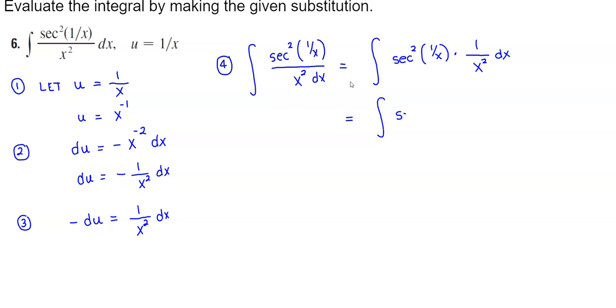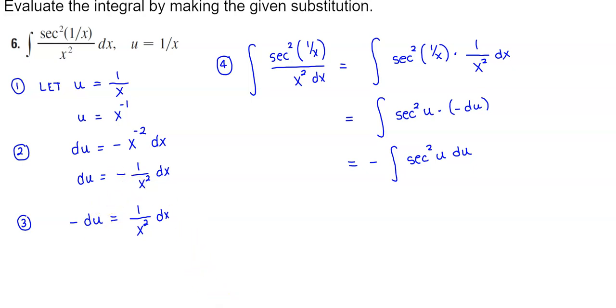We have the integral of secant squared. We know that 1 over x is equal to u in the given substitution, so that's secant squared u times, well, what does 1 over x squared dx equal? That equals negative du. So that's negative du. Now we want to factor out that negative, so we have a negative and then the integral of secant squared u du.